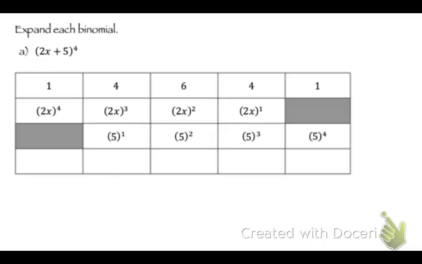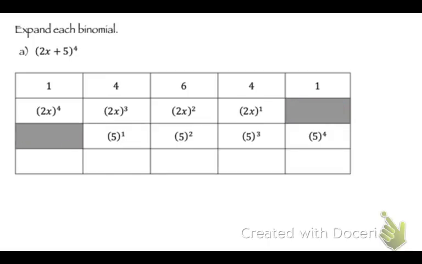Okay? So let's do this one. We've already filled out this box for you, or I have filled out this box for you. So it's to the fourth power, so I use the fourth row of Pascal's triangle. I put 2x in that first box, so I have 2x to the fourth, 2x cubed, 2x squared, 2x to the first. Then I have 5 in the second row, so 5 to the first, 5 squared, 5 cubed, 5 to the fourth. These ones right here, this would have been 2x to the 0 power, so that's why it's gone. This one would have been 5 to the 0 power, so that's why that one's gone.